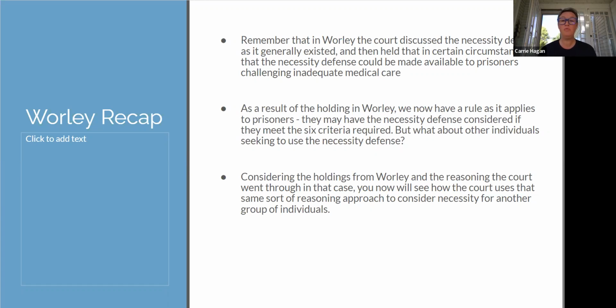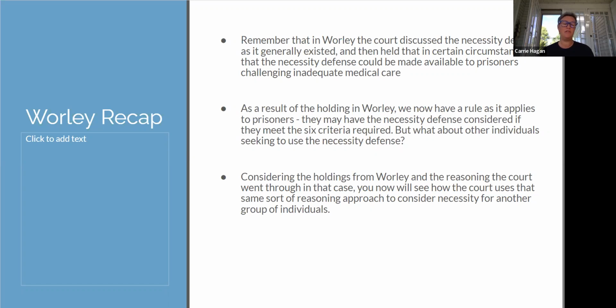Now, as a result of Worley, we now have a rule as it applies to prisoners in his situation. And what that means is that going forward, any prisoners who find themselves in a similar situation as Worley did are able to have the necessity defense considered if they meet the 6 criteria required. But what about anyone else that might be seeking to use the necessity defense, right? Are there other groups of people that might also want to try to use this defense? And if so, what is the court supposed to do about that?